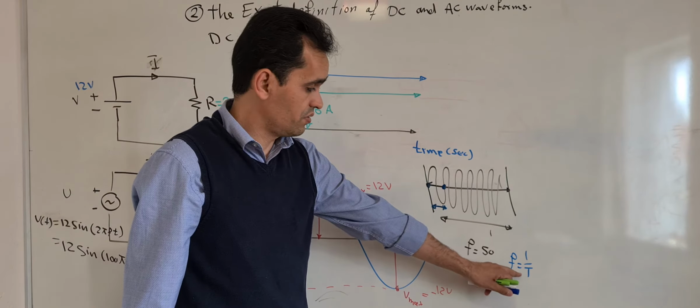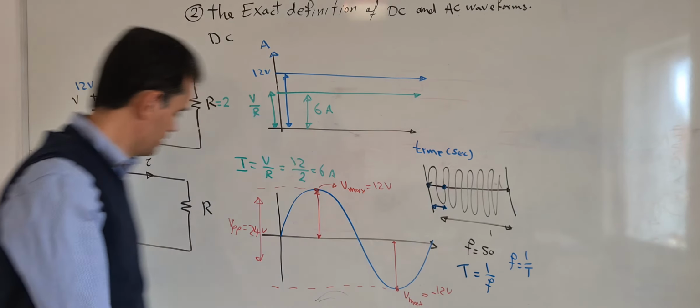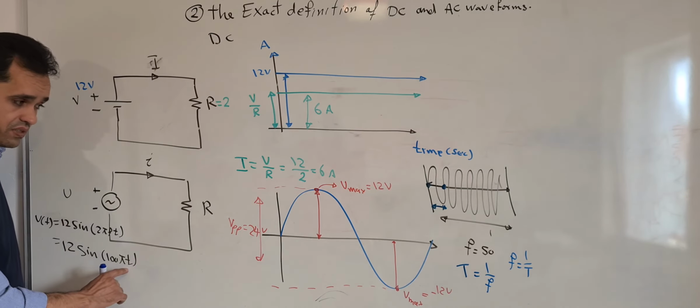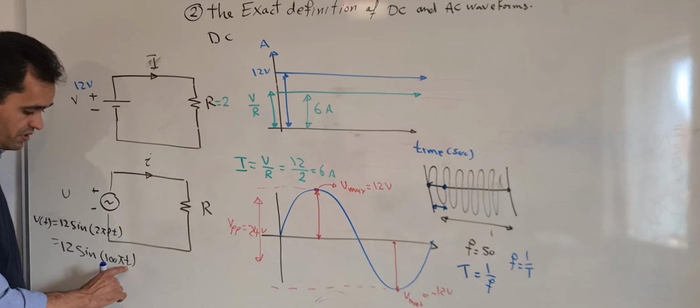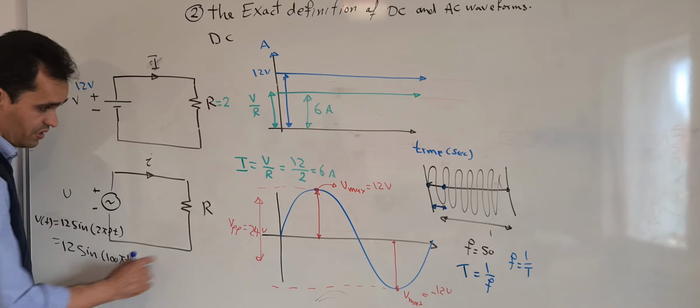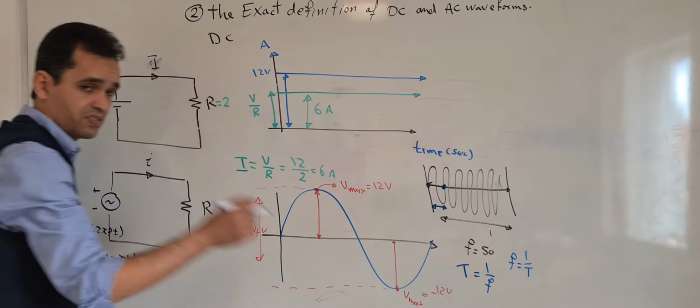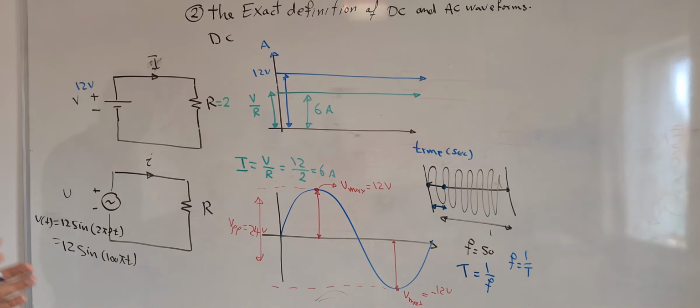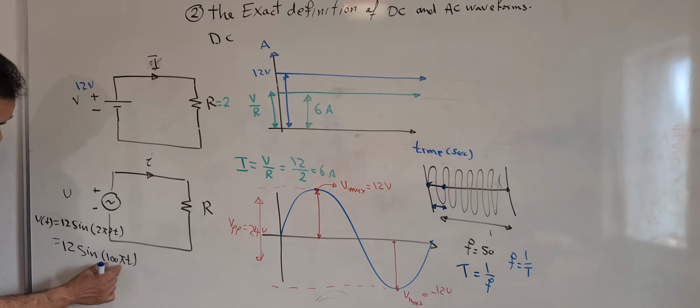You need to distinguish between the period and the time here. They are not the same. That's also another common mistake students make. This is T, it's time. It could be 1 second, 2 seconds, 100 seconds, whatever. Because once you multiply time by omega, you will get your angle. Okay.